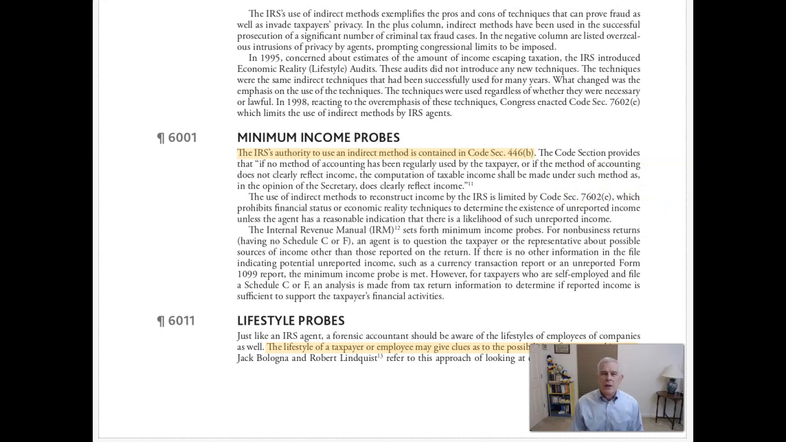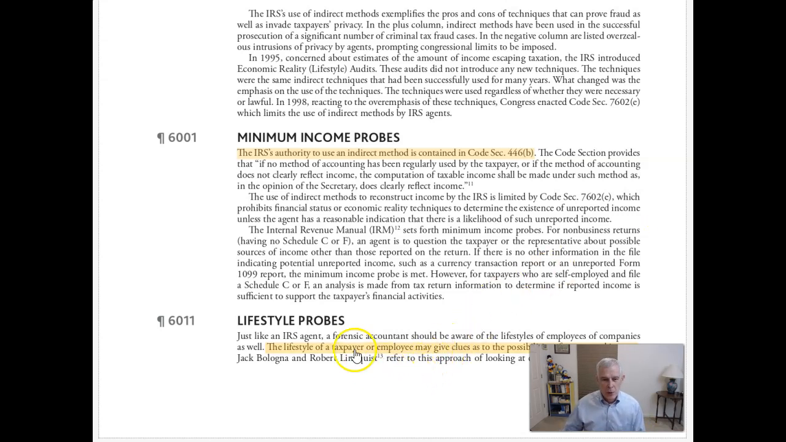What gives the IRS the authority to use indirect methods to reconstruct a taxpayer's income? If a taxpayer is not reporting income and records are not so good, the IRS has several indirect methods they can use to reconstruct the income, the income you should have had based on these items that we are pursuing, like your lifestyle, things like that. Well, Internal Revenue Code Section 446(b) gives the authority to the IRS to do this. And it says, you can see the quotes right under that, if no method of accounting has been regularly used by the taxpayer, or if the method of accounting does not clearly reflect income, the computation of taxable income shall be made under such method as, in the opinion of the Secretary, does clearly reflect income. Now, the Secretary here is the Secretary of the Treasury, and the IRS falls under that office.